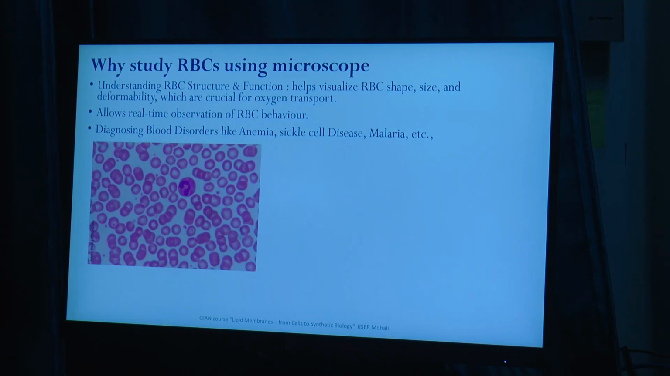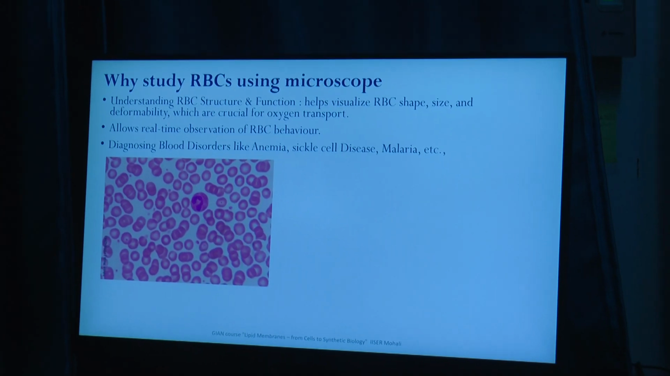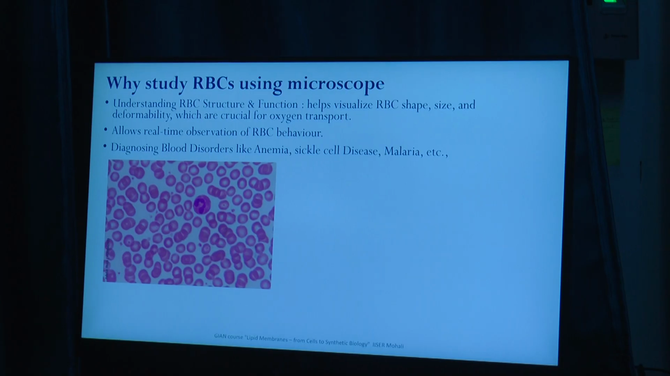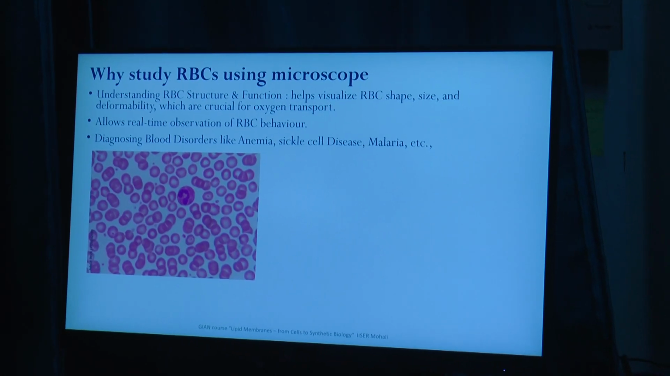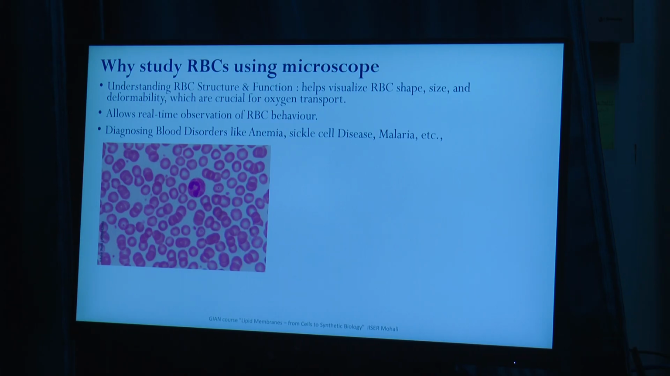So why should we study red blood cells under a microscope? Understanding red blood cell morphology and functionality plays a major role. Like I mentioned, they go through a lot of different kinds of deformability in our body. So understanding their morphology, mechanical properties, structure and integrity plays a major role in understanding how they are going to function under different conditions and how that is going to affect the function of our body.